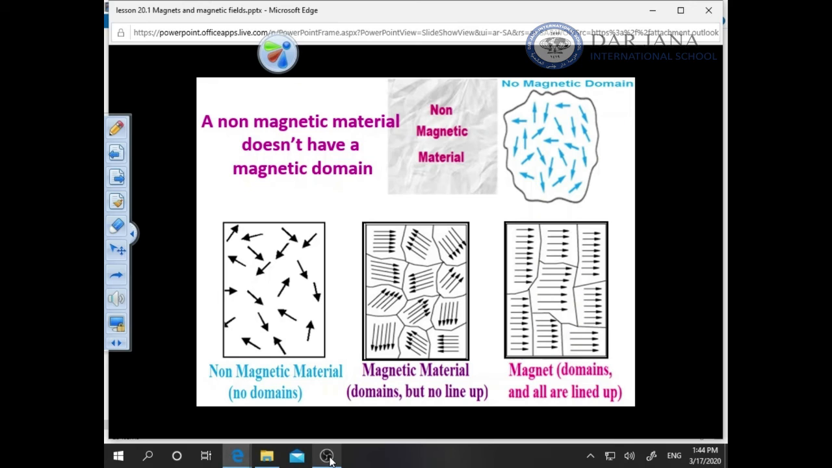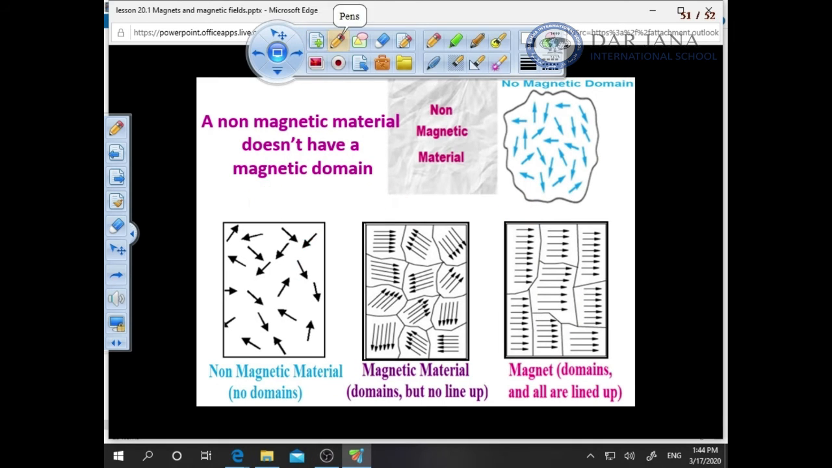Here, as we can see, three different pictures: picture number 1, number 2, and number 3. What is the difference between them? In picture number 1, the atoms are not aligned, so there's no magnetic domain. So what can we say about picture number 1? Picture number 1 is a non-magnetic material. Why? Because there's no magnetic domain.